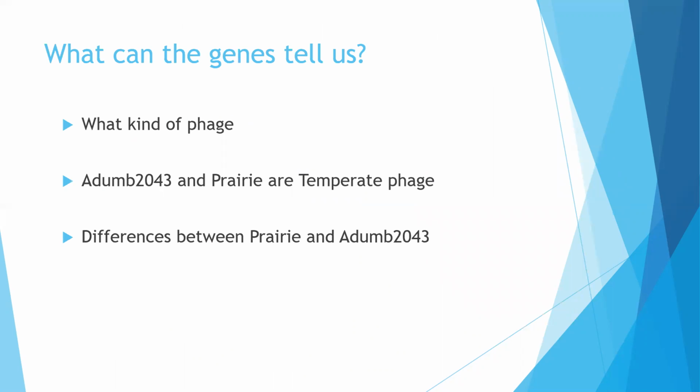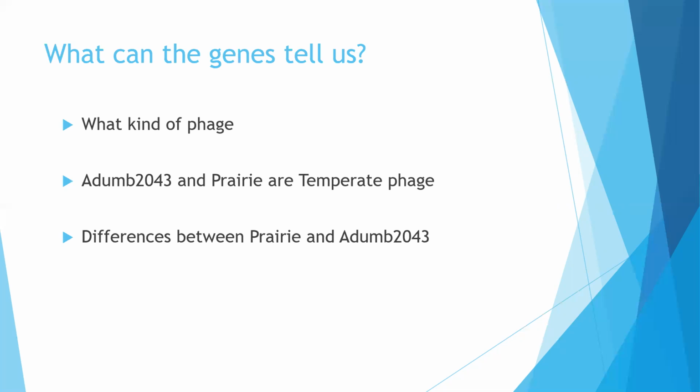So what can the genes tell us themselves? They can tell us many things. The big one is what kind of phage they were, and that's what I was looking at. They were able to tell us that ADAM and Prairie are both temperate phage. What that tells us is that they can choose their life cycle. So ADAM actually replicates differently than Prairie, and we learned that just by looking at its DNA.